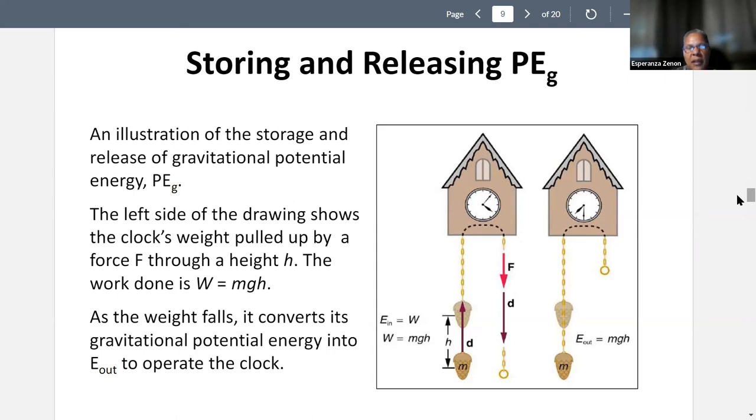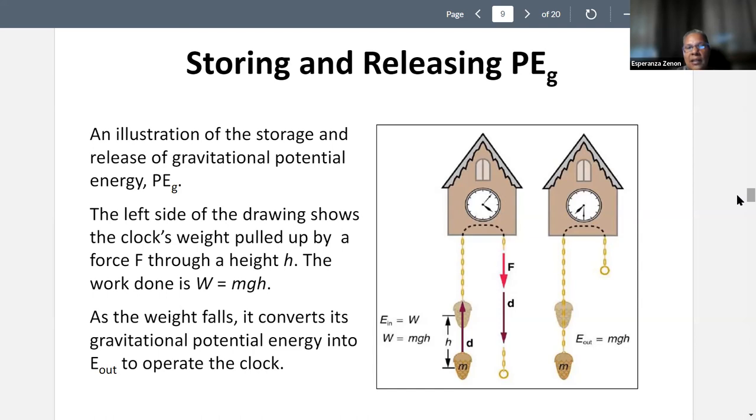The work that's being done in this particular situation is the same as the potential energy that you're storing up, because potential energy is mass times gravity times height. In this case, mass times gravity is also the force that you're applying. So you're moving that object through a height H as you apply this force F. As you pull the chain down, you store up potential energy, mass times gravity times height.